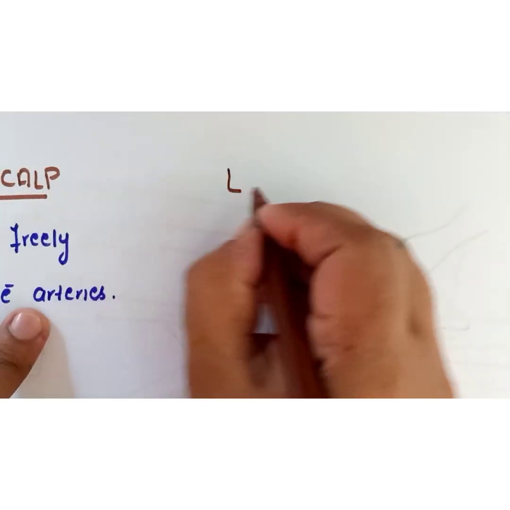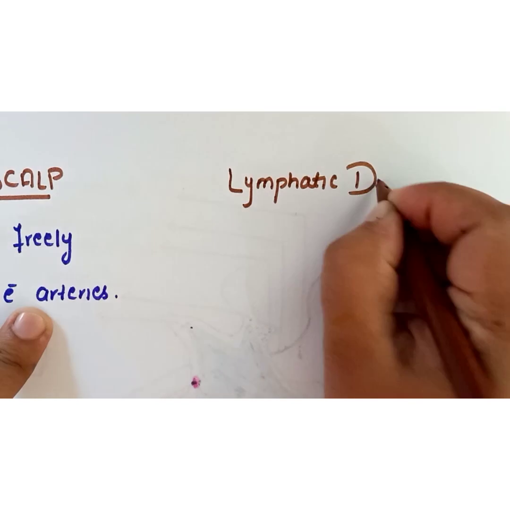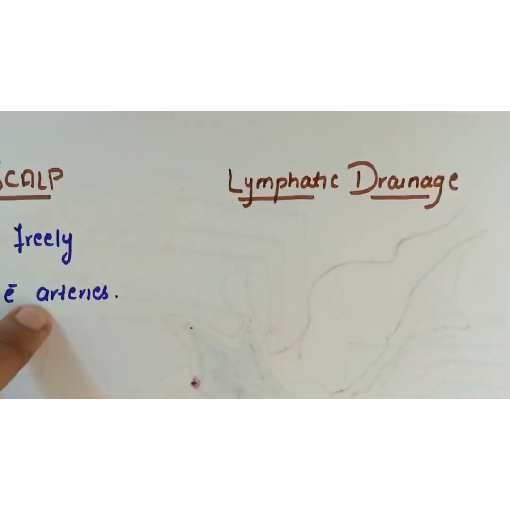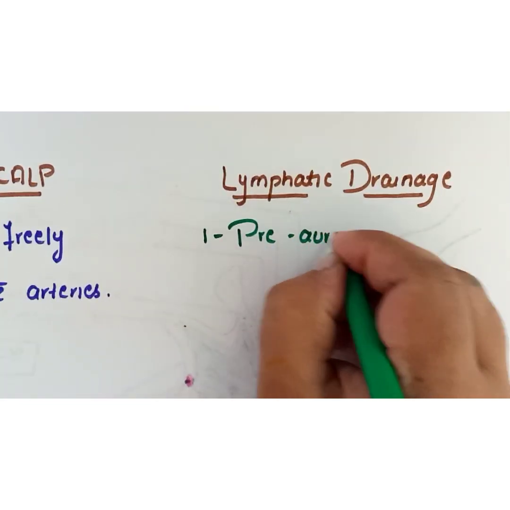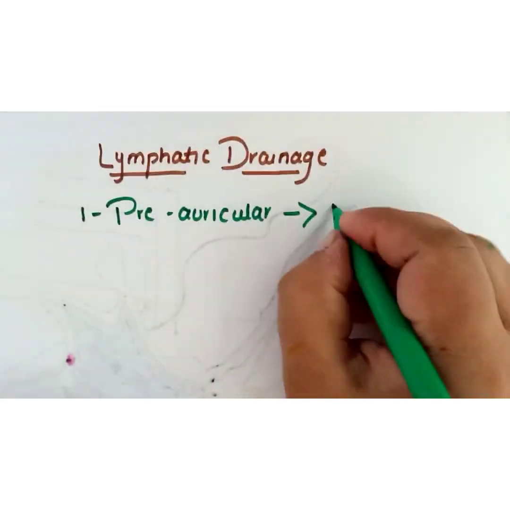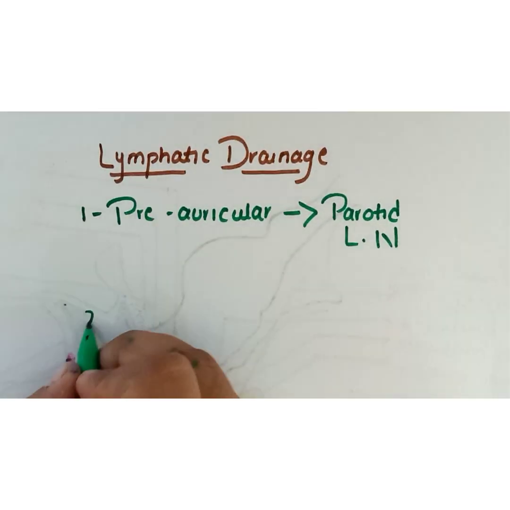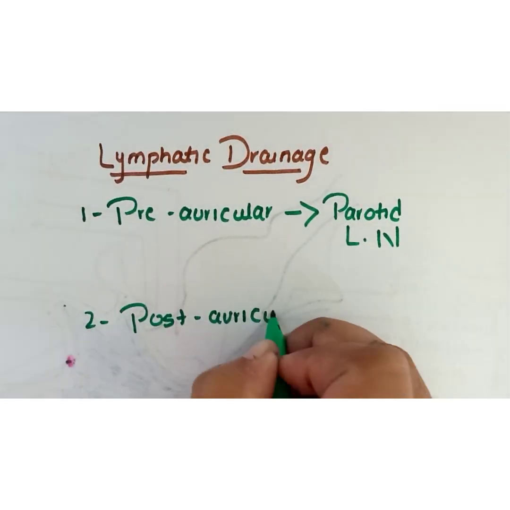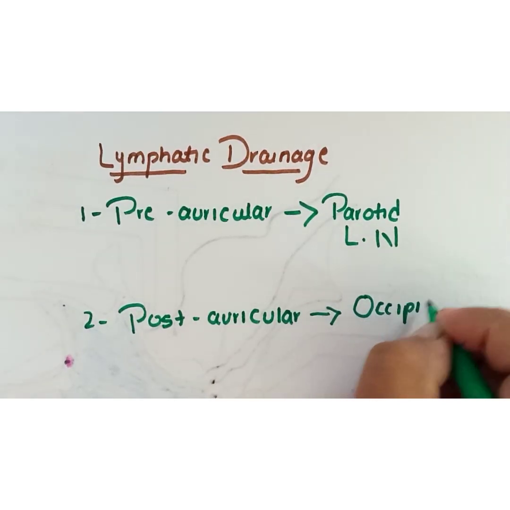Now I will explain about the lymphatic drainage of the scalp, which is really simple. The preauricular area drains into the parotid lymph nodes, and the postauricular area drains into the occipital lymph nodes.